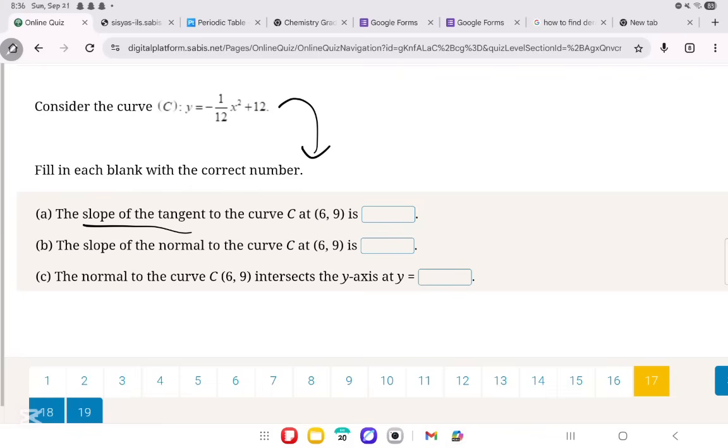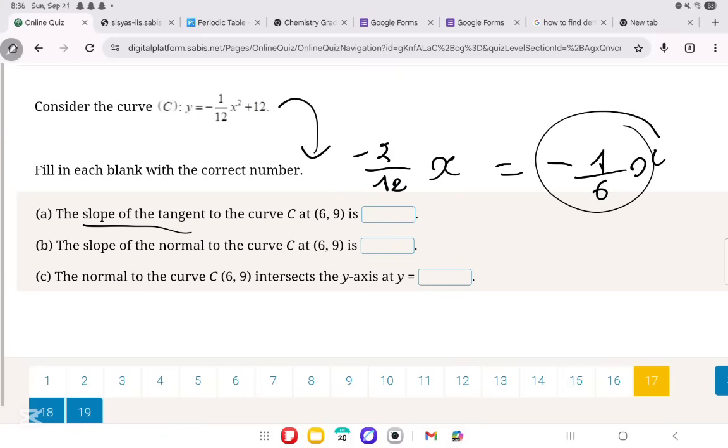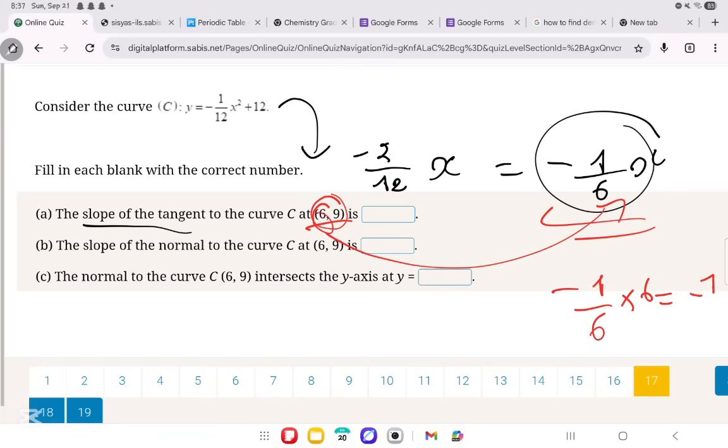Okay. You'd very simply take the derivative of this. So it's going to be minus 2 over 12 x. Okay, so you take the derivative, it will be minus 2 over 12x, which is basically minus 1 over 6x. So this is the slope of the curve, but they want it at the point 6, 9. Sorry, this is not the slope of the curve. They want the slope of the tangent to the curve at the point 6, 9. So you're going to substitute the x in this equation, so it's going to be minus 1 over 6 times 6, which is what? Which is minus 1.